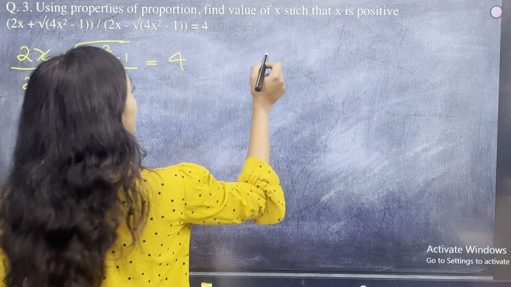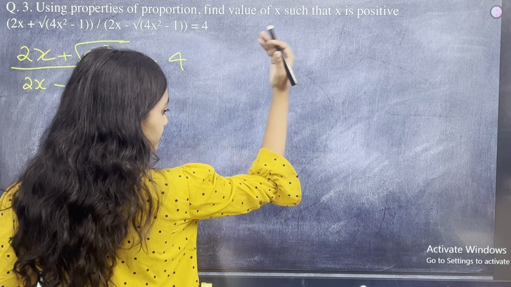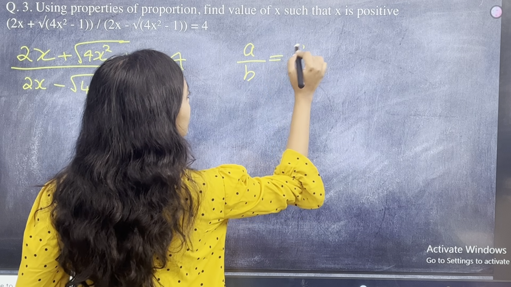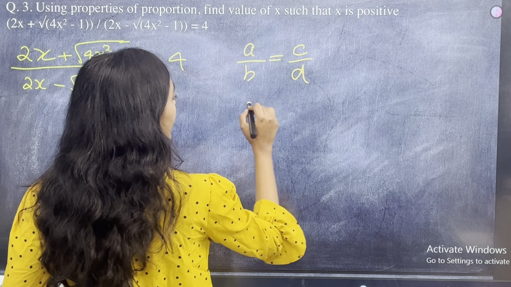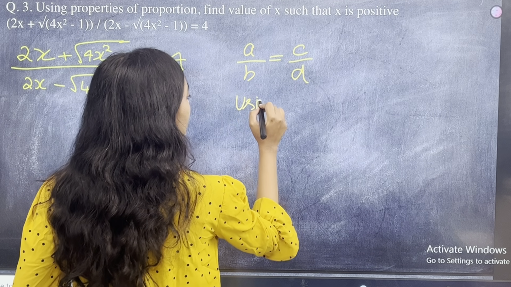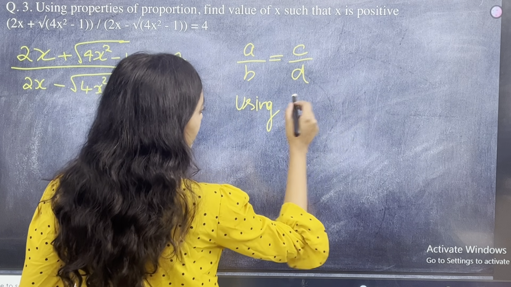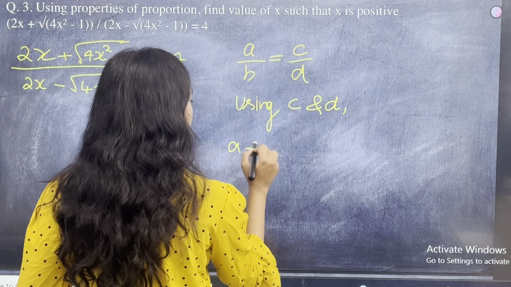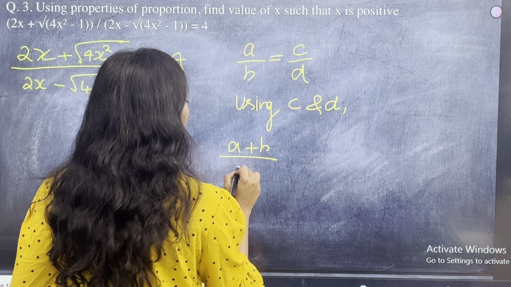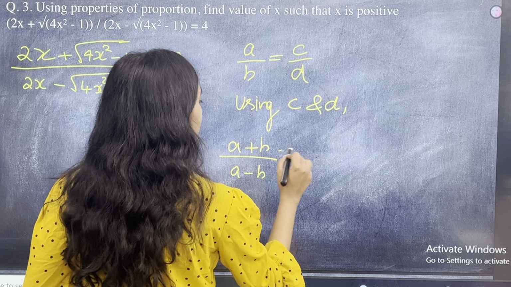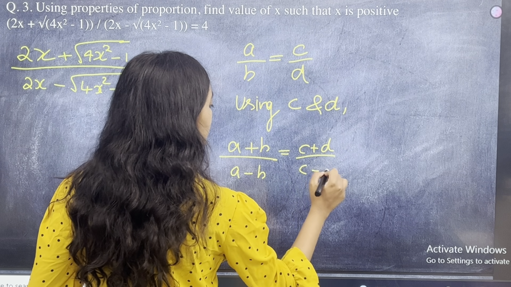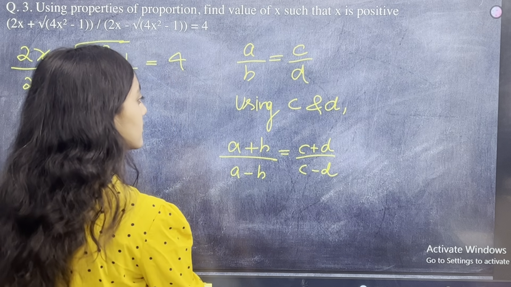Okay, so according to the properties of proportion, if you have a by b equal to c by d, then using componendo and dividendo, you can write a plus b by a minus b is equal to c plus d by c minus d. Is this clear?